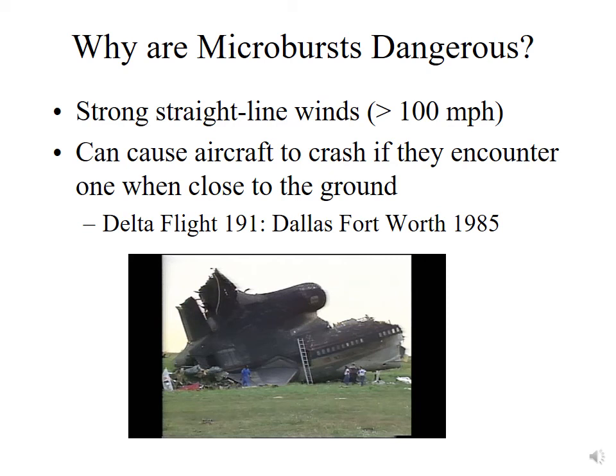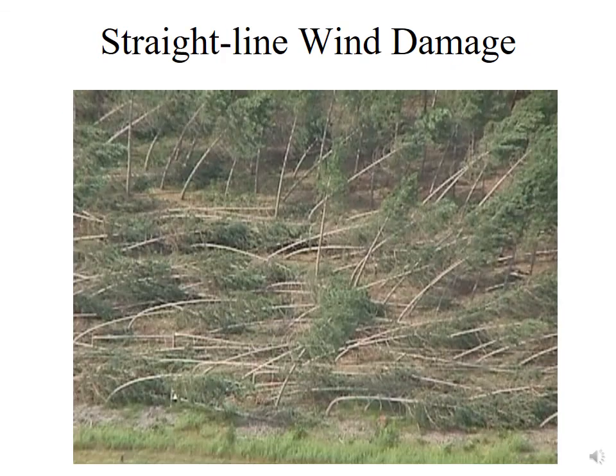And perhaps one of the best examples of this is Delta Flight 191 in Dallas-Fort Worth in 1985. It was on final approach to Dallas-Fort Worth Airport, and it encountered a microburst, and it didn't have enough altitude to be able to recover from this, and it actually crashed into the ground short of the runway. So let's see how that could happen. So here we have our damaging straight line winds that have knocked over trees.